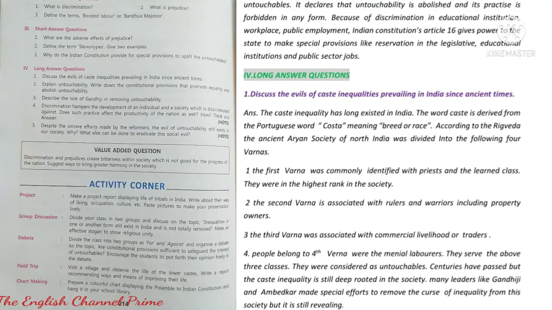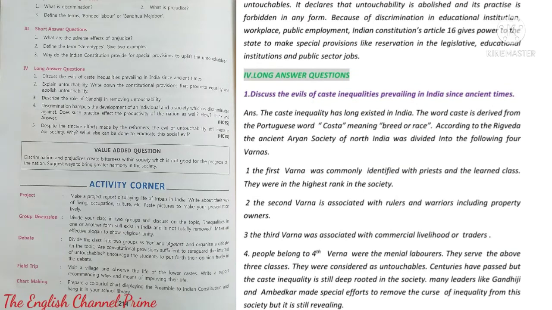Second, the second varna is associated with rulers and warriors, including the property owners. Third, the third varna was associated with commercial livelihood or the traders. Fourth, people belonging to the fourth varna were the menial laborers. They served the above three classes. They were considered untouchables.